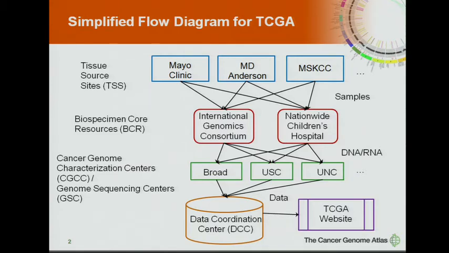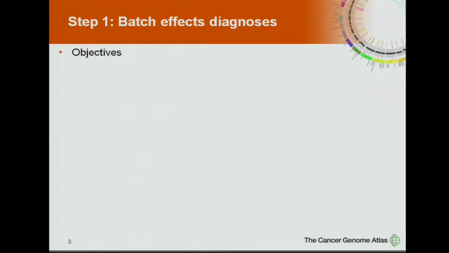So there are many potential points at which batch effects can be introduced. They can be introduced at the tissue source site level. They can be introduced at the BCR level, the GCC level, and so on. So the first step is, once we have the data, that's all we have. We have the data at the end. The objective is to detect or quantify any batch effects that we might see, and to identify sources of those batch effects if possible. We use certain tools for the diagnosis of those batch effects.